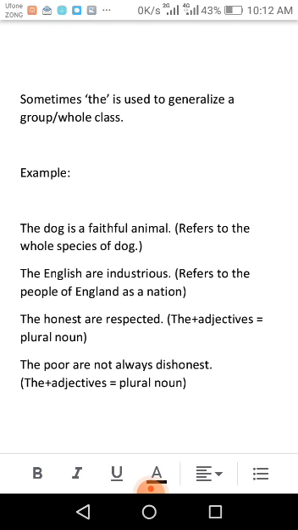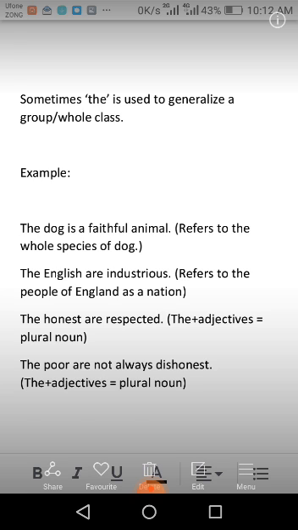So sometimes the is used when we want to refer to any class collectively, holistically. When we want to talk about all the people, all men, then we will say the man. The man is unthankful. Alright, this is in order to refer to the whole class.